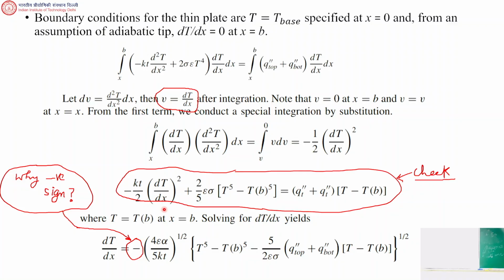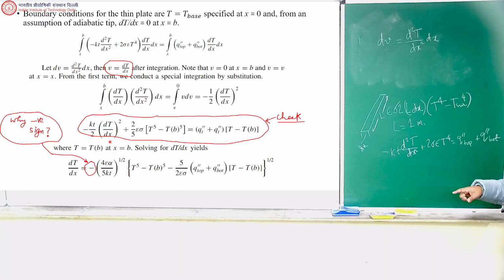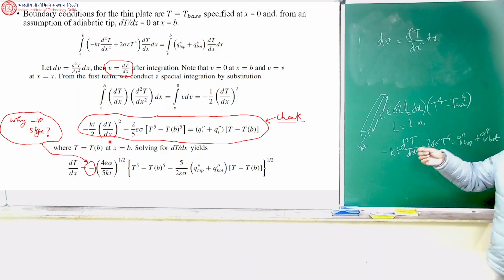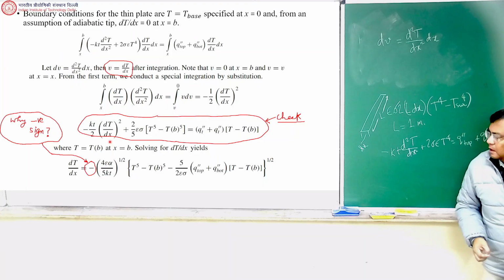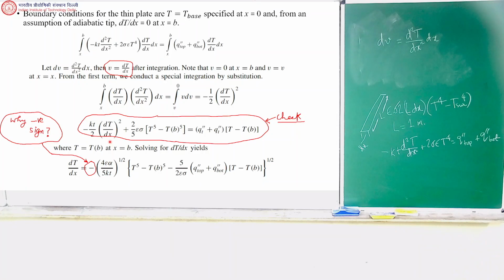Correct. So that's a good answer. As the mathematics tells you, it can be plus or minus both, right? But we are using physical reasoning to say that it cannot be plus, because dT/dx has to be negative. Temperature has to decrease with x. So we have chosen a negative sign. Yeah. So that's dT/dx.